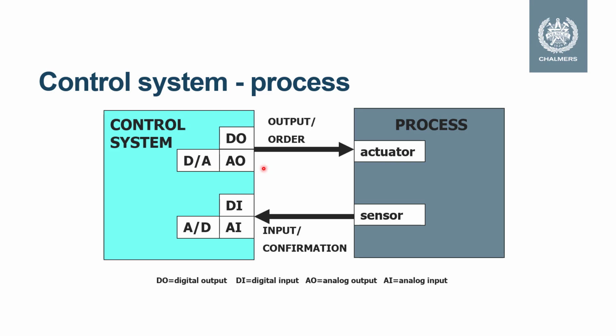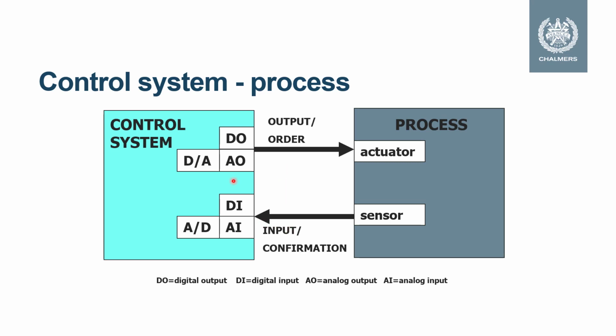Now, I am defining input and output signals from the control system's point of view. A signal from the control system is an output from the control system. Even though it's an input to the process, we will now define it as an output. Similarly, an input to the control system is now defined as an input, even though it's an output from the process. So we use the control system as the reference point. The output is a signal from the control system, and the input is a signal to the control system.